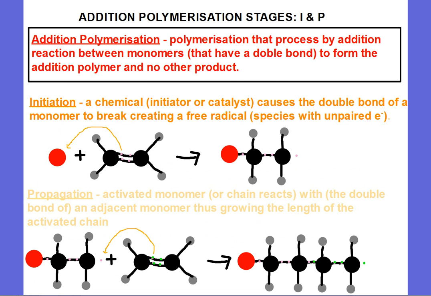So what is addition polymerization? It's a polymerization that proceeds by addition reactions between monomers that have a double bond to form the addition polymer and no other product. And it happens in 3 stages. And the first of these stages is initiation.